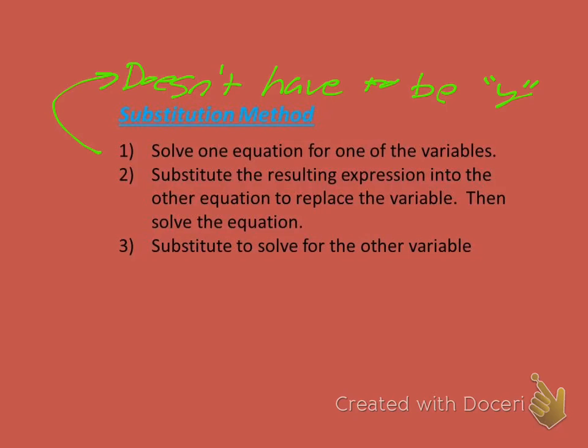That's step 1. Step 2. Substitute that resulting expression into the other equation, the equation you haven't touched yet, and replace the variable, then solve the equation. It's a really wordy step. We'll get to it when we start doing them, and we'll explain it a little more. Step 3, substitute to solve for the other variable. At the end of step 2, you'll have a number you can go plug back in. So that's what that's talking about.